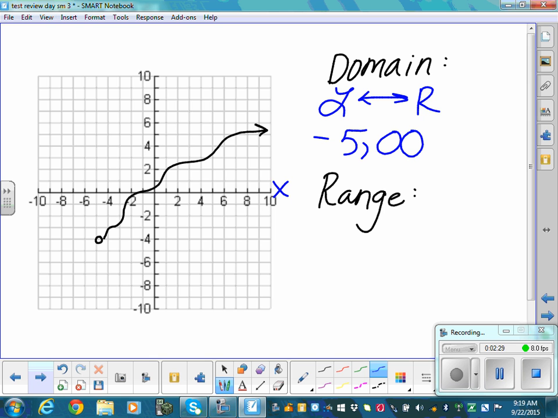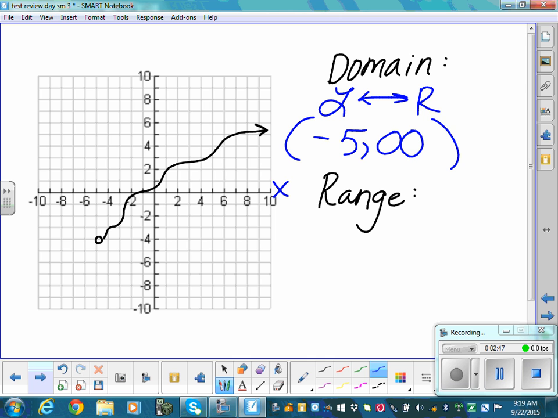Now, if you write your answer like that, you get it wrong. You've got to put in your brackets and parentheses depending on the problem. Did it include -5? Open circle, so it needs to be a parenthesis. And then infinity is not an actual number. We can't peg it as a number, so we always put parentheses around infinity.